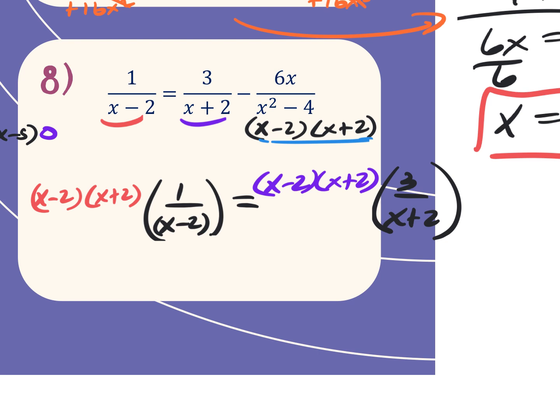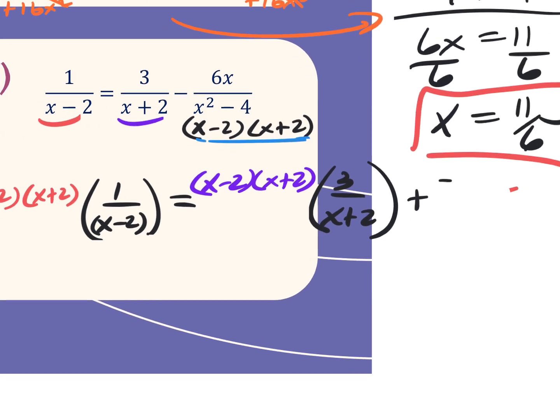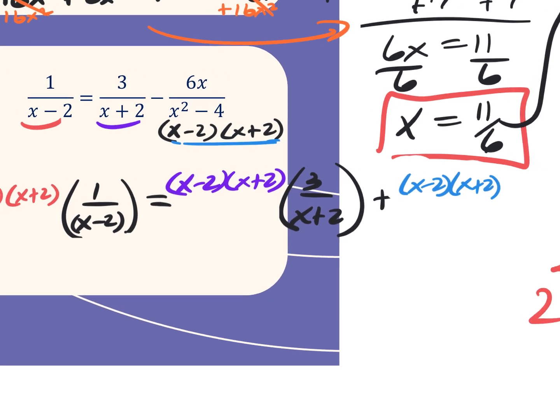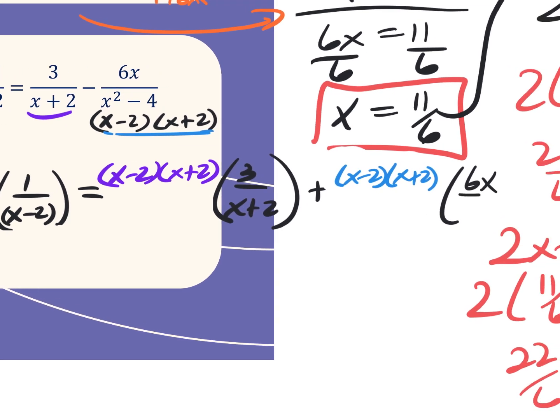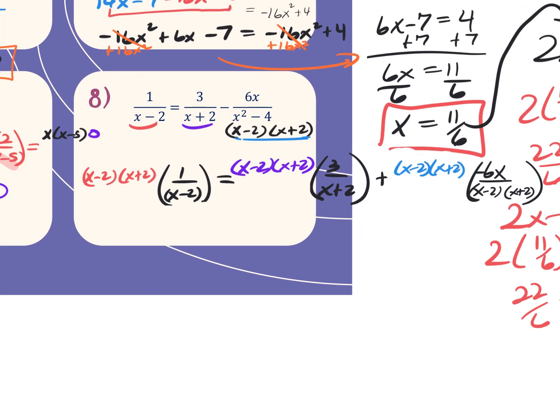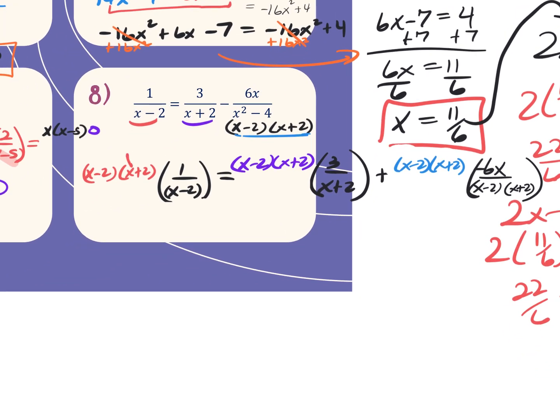then I have the minus 6, so I could do this, or let me just do this. Show the LCD, x minus 2, x plus 2, and then times 6x over, and then it's factored, and you can make this negative 6x because I did keep flip change. All right, so now this cancels, the x minus 2.